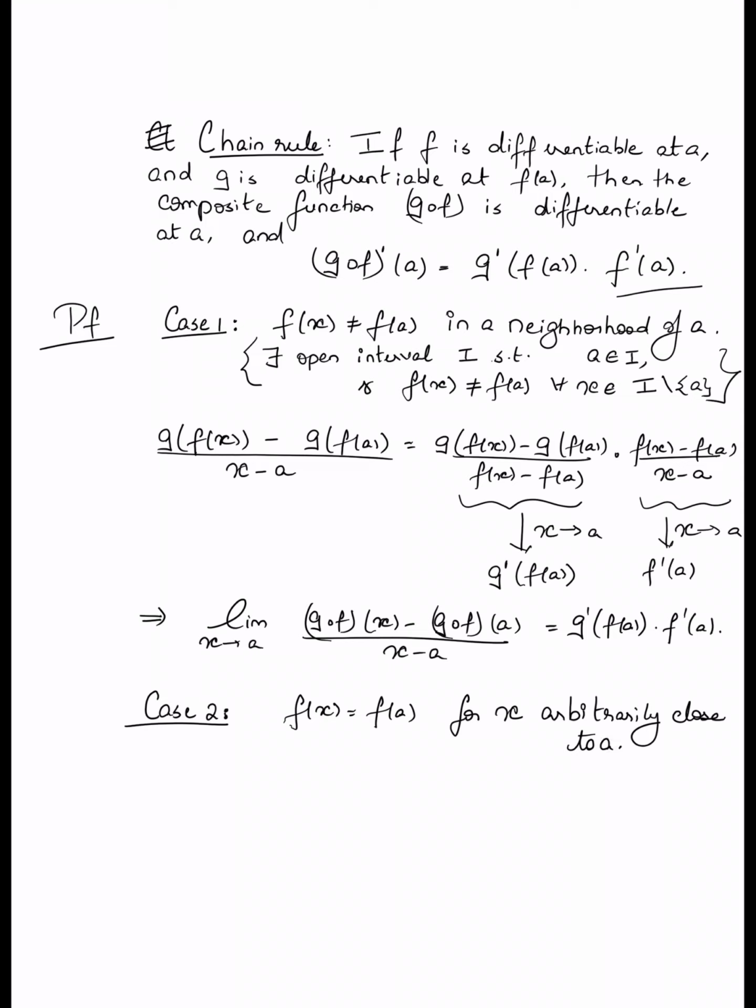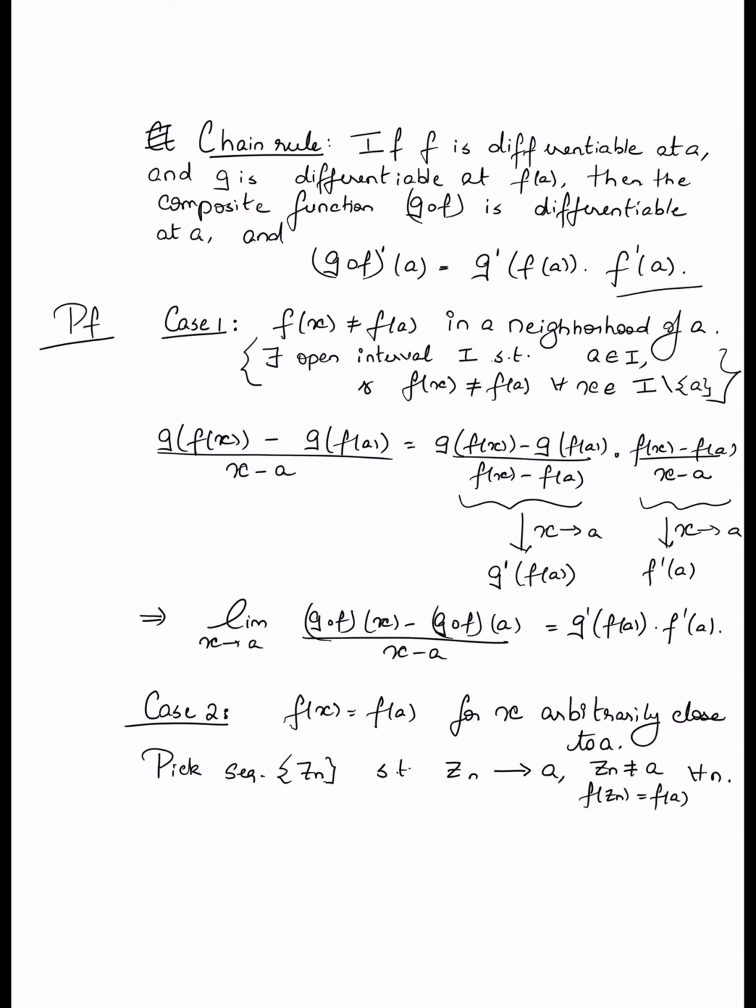Okay. So the first thing to note is that if f of x is equal to f of a for x arbitrarily close to a, then in fact the derivative of f at a must be 0. Okay, so how do you argue this? Pick a sequence Zn such that Zn converges to a, and of course Zn is not equal to a, and f of Zn is equal to f of a for all n, right?